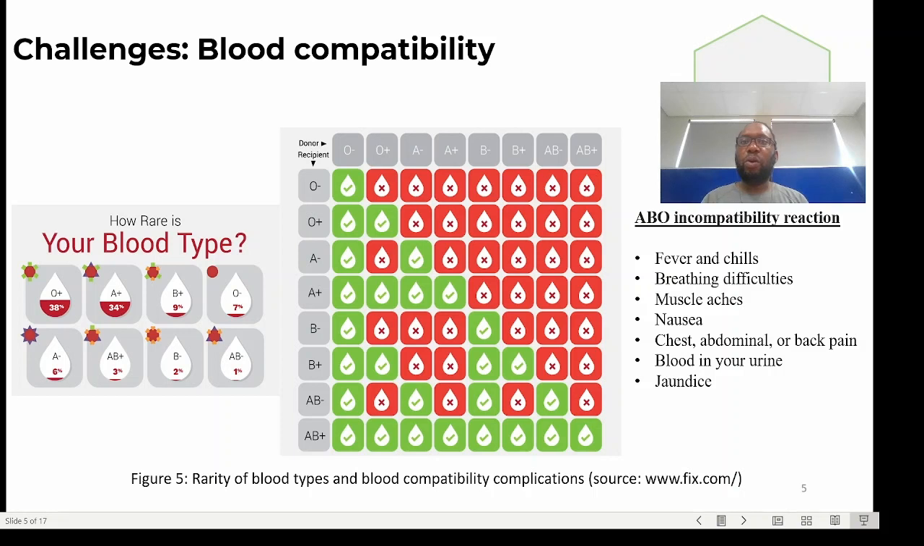So when we're looking into blood compatibility, we can see in the figure on the left that we've got different types of blood which are rare, with AB minus being the most rare at 1%, and then O plus at 8%. In terms of the donor-recipient chain, you can see that AB plus can only donate to AB plus, and then O minus can be considered the universal donor, which is followed by O plus. If a patient was to receive the wrong blood group, the complications that can occur range from fever and chills, breathing difficulties, muscle aches, nausea, chest, abdominal, and back pain, blood in urine, and jaundice.